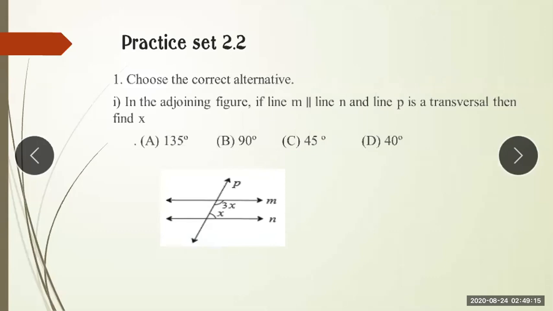Now our first question is: choose the correct alternative. In the adjoining figure, if line m is parallel to line n and line p is a transversal, then find the value of x. Now I am repeating my question. In this adjoining figure, which lines are parallel? Line m is parallel to line n and line p is a transversal. What are you going to find? You are going to find the value of x.